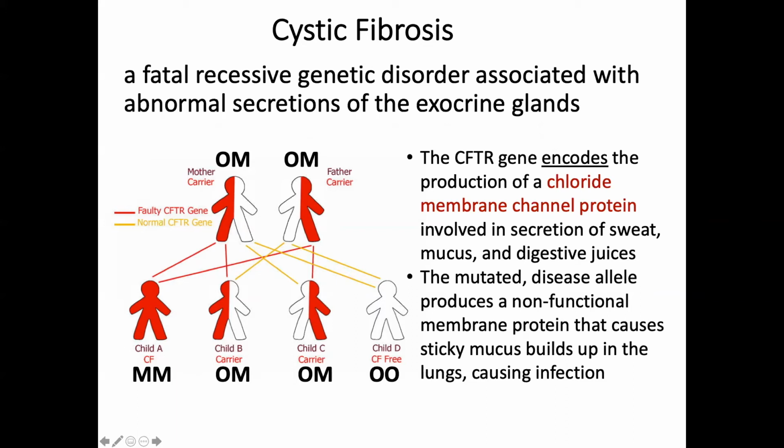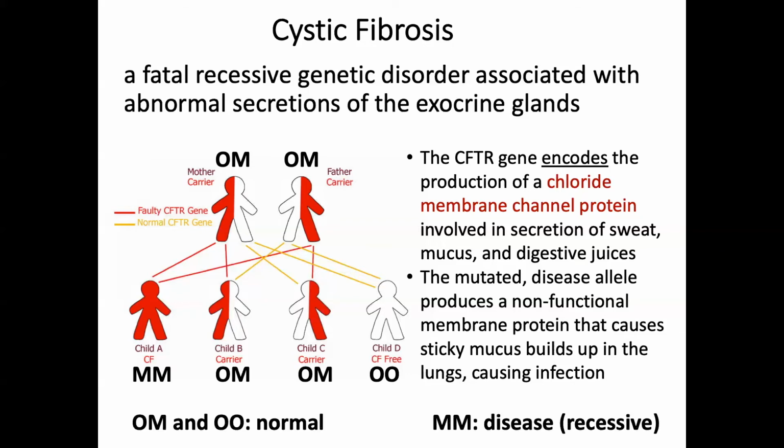Are these genotype or phenotype? Yes, that's genotype. Then how about their phenotype? Okay, so we know that it's recessive, so OM and OO appear to be normal, and only MM, recessive homozygous, shows the disease. So whether you show this disease or not, that is the phenotype.